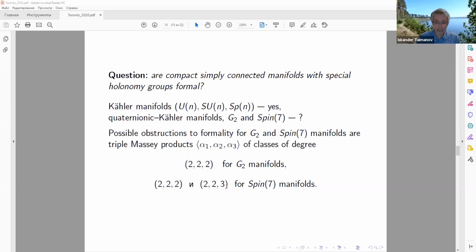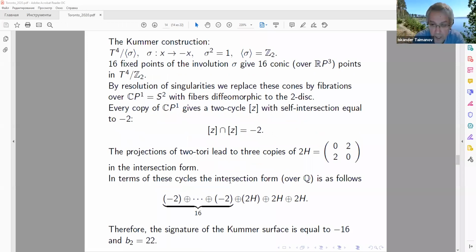So in this case, if we would like to check this conjecture, for known examples you have to chase non-trivial triple Massey products, because quadruple Massey products have too large degree. And so the only obstructions can be in these Massey products which I did mention. So now I'm coming to the Kummer construction, because it's topological, and I should describe it without any use of algebraic geometry. What is the Kummer construction?